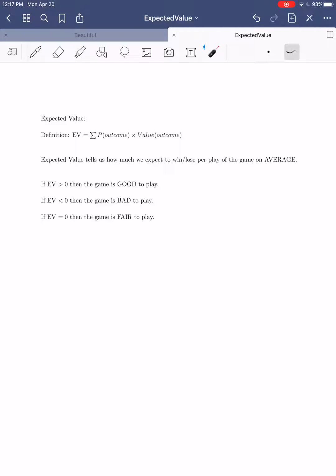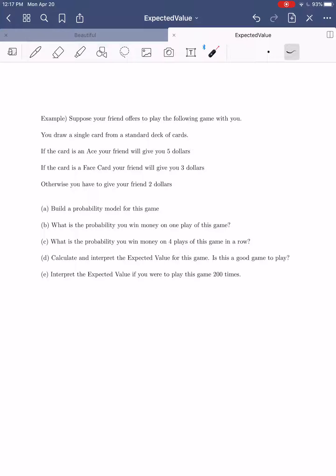Okay, so now that we have this formal definition of expected value and this way of interpreting it, let's look at one more example of actually putting this to use. So let's say our friend comes up with a different sort of game that they want to play, and they offer this game. We draw a single card from a standard deck of cards. They say that if the card we draw out is an ace, our friend is going to give us $5. If the card is a face card, then the friend is going to give us $3. Remember, face card just means jack, queen, or king. Otherwise, if it comes out anything else, so basically any number card, we have to give our friend $2.